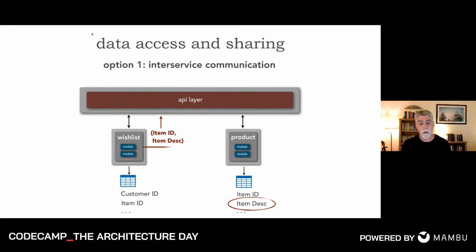And so the easy way to do it is just say, hey, product service, here's a group of item IDs. Can you give me all the item descriptions for those? And the product service says, sure, here they are. Okay, good. I have them. It's a separate contract from the schema of the product table. All is right with the world. It's one really go-to way of doing this.